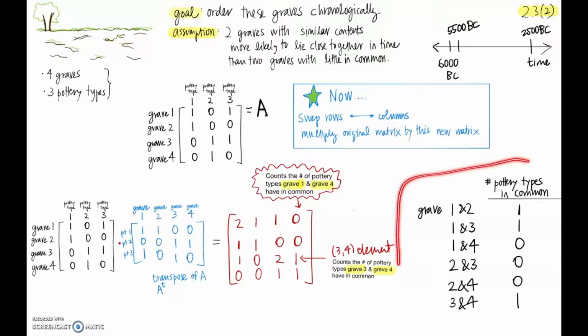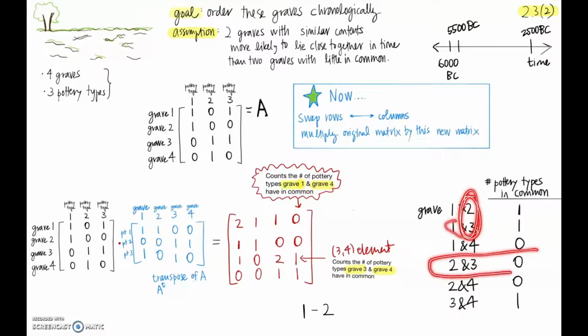So now I'm going to look at this information and try to come up with some sort of chronological order. And I'll start with 1 and 2. They at least have one pottery type in common, so they're probably not totally far apart on the timeline. So 1 and 2. 1 and 3 also have something in common, so they're probably pretty close. But I want to see, are 2 and 3 close together? Well, 2 and 3 have no pottery types in common, so they're less likely to be close on the timeline.